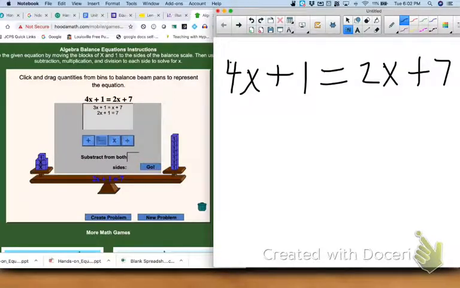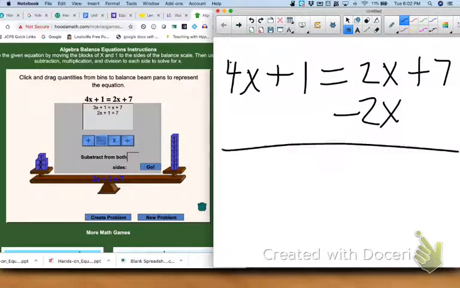So in writing, the way I would represent subtracting 2x, of course, I'm simply going to do minus 2x on the right-hand side, which is simply going to cancel out those 2 x's. And I still have a 7 left, so I'm going to bring down the 7. Of course, we subtracted 2x from the right-hand side of the equation, so we also need to subtract 2 x's from the left side of the equation.